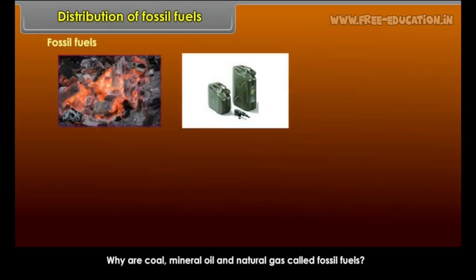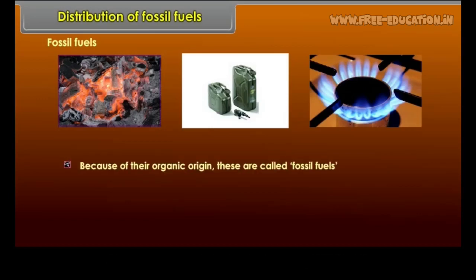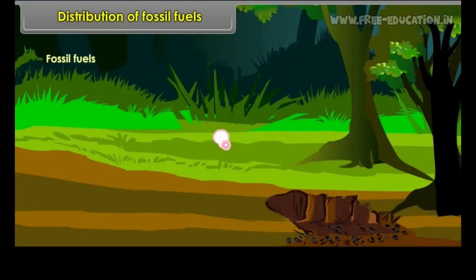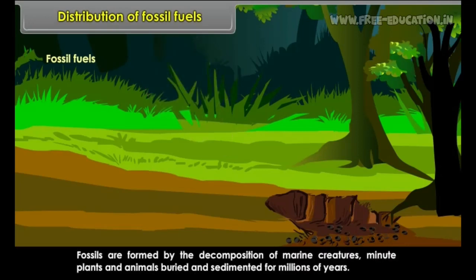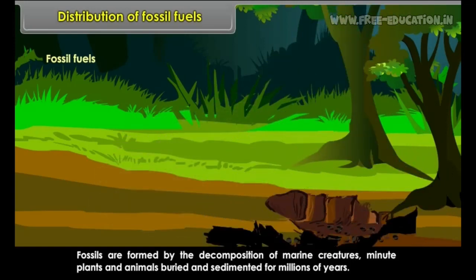Fossil fuels. Why are coal, mineral oil and natural gas called fossil fuels? Because of their organic origin, these are called fossil fuels. They are produced from plant and animal materials and are forms of stored solar energy. How are fossils formed? Fossils are formed by the decomposition of marine creatures, minute plants and animals, buried and sedimented for millions of years.